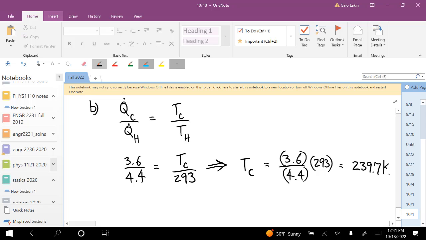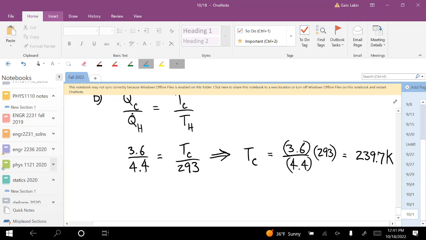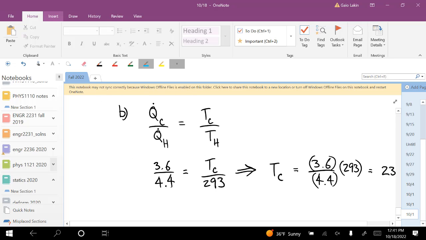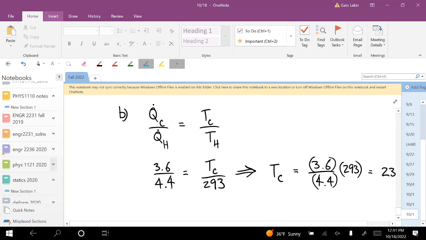239.7 Kelvin. I got 239.85. Or, I forgot why I added the 293.15. 0.15, yeah. Okay, that makes sense. Yeah, it was one of those yesterday. I'm just staring at it. I'm like, I don't get it.